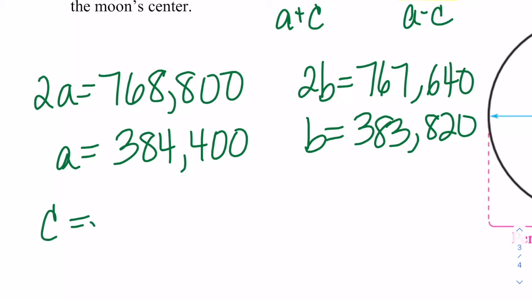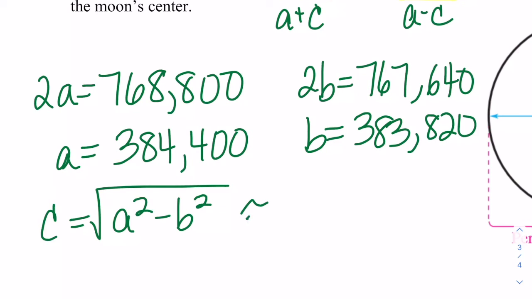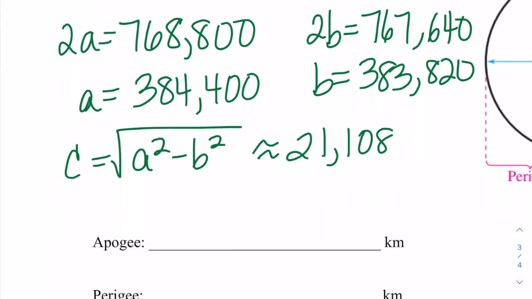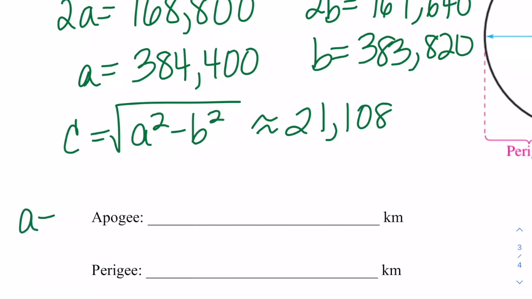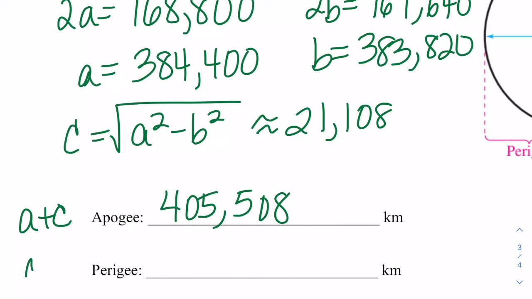And remember, c is the square root of a squared minus b squared. So that's about 21,108. So to find the apogee, we just add a plus c. So that will be about 405,508 kilometers. And the perigee will be a minus c, which is 363,392 kilometers.